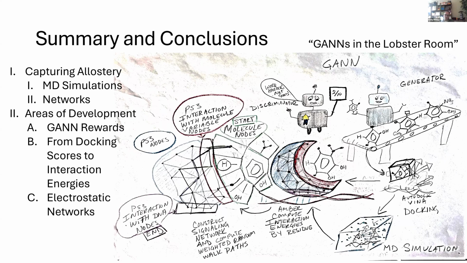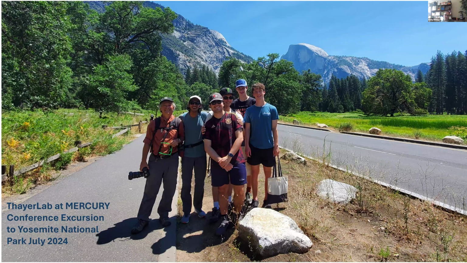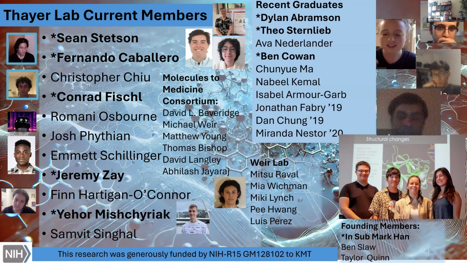So thanks so much for joining us. This is Thayer Lab. We are at a Mercury conference for undergrads in Yosemite last summer, 2 summers ago. These are the people who have contributed to the work. Sean, Stetson, Fernando, Conrad, Jeremy, and Ihor are the people who are at the forefront of this work. And many others are working on various other aspects of the projects, ongoing projects in our lab.